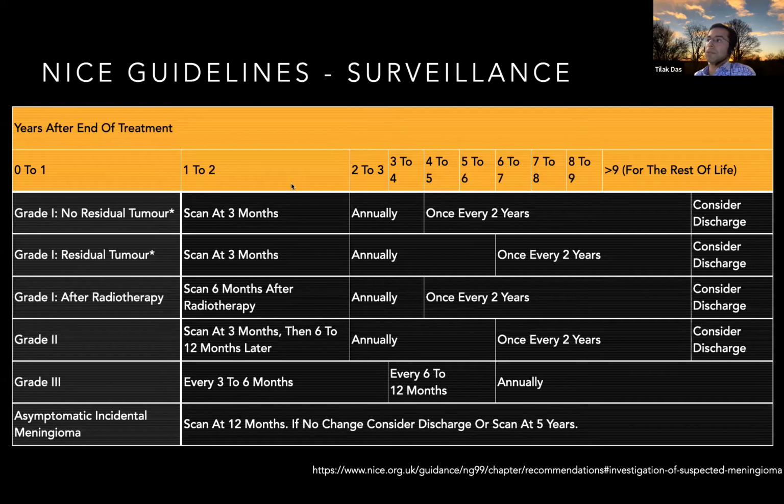Remember also post-operatively that the first scan should be done around 3 months. There's not much point in doing an immediate or early post-op scan to try and work out whether there's residual tumor or not.